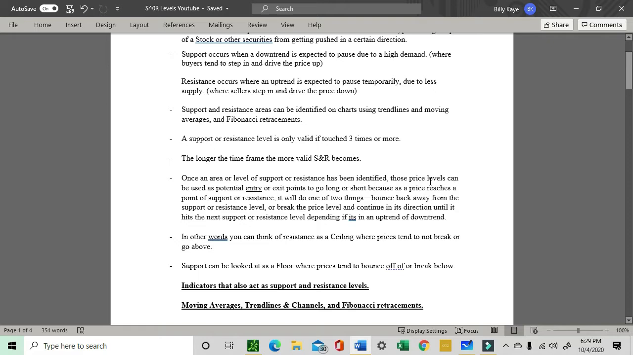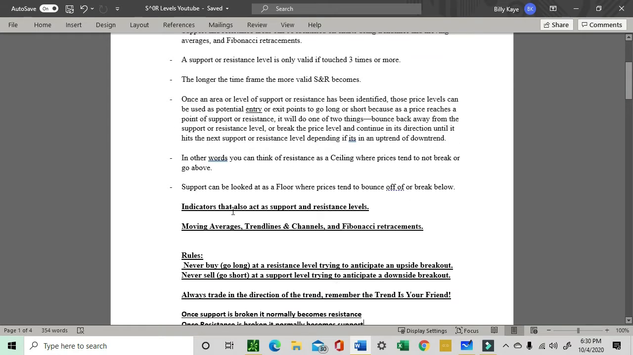entry or exit points to go long or short, because as price reaches a point of support or resistance, it will do one of two things: bounce back away from the support or resistance level, or break the price level and continue in its direction until it hits the next support or resistance level, depending if it's in an uptrend or a downtrend. In other words, you can think of resistance as a ceiling where prices tend to not break or go above. Support can be looked at as a floor where prices tend to bounce off of or break below. Indicators that also act as support and resistance levels are moving averages, trend lines, channels, and Fibonacci retracement.